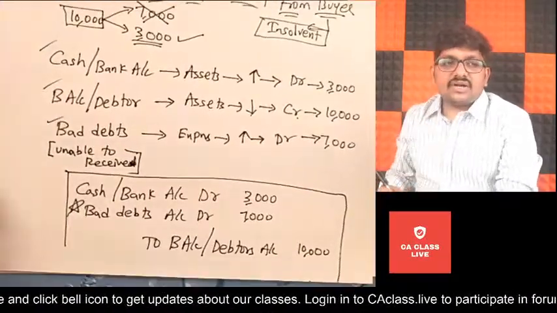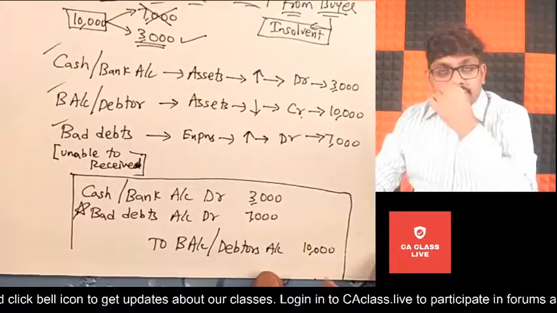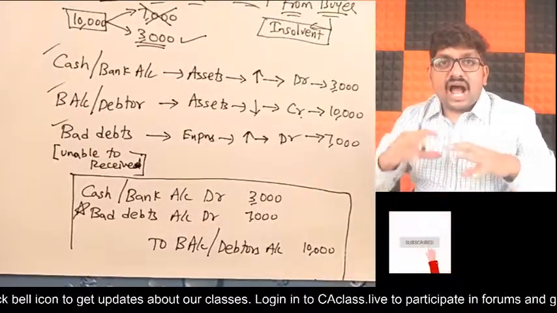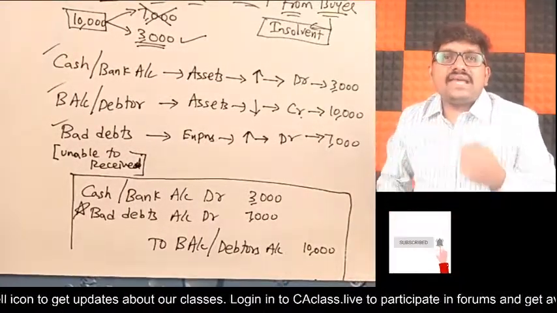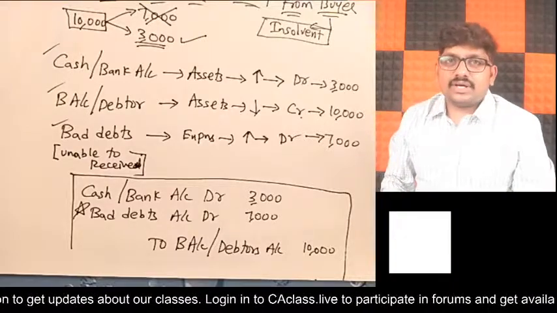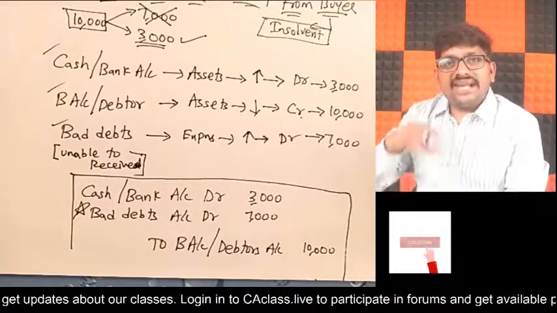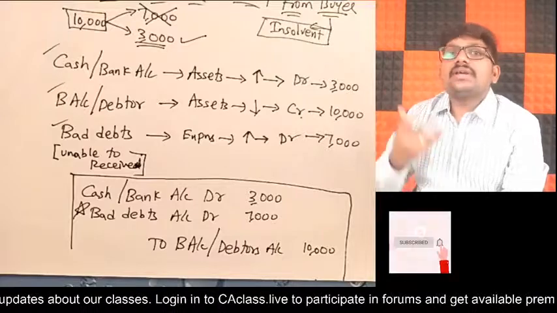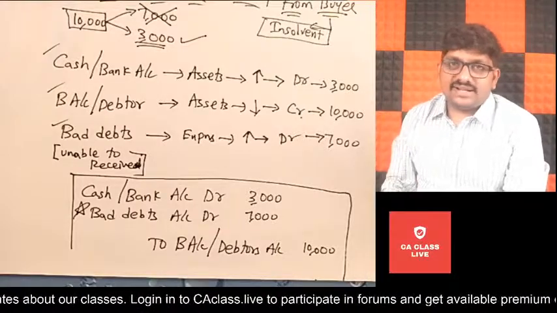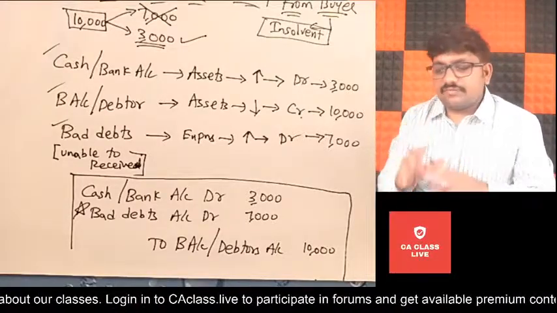Whenever insolvency happens, in the books of the buyer, we are unable to pay. Inability to pay is taken to the deficiency account. From the seller's point of view, inability to receive will be taken to the bad debts account. Got it, friends? Just the reverse of it.